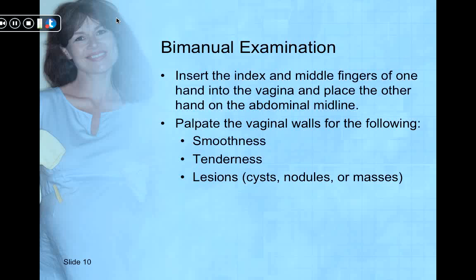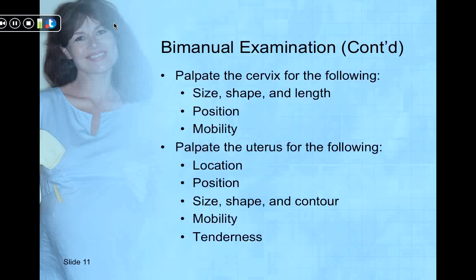On the bimanual examination, insert the index and middle fingers of one hand into the vagina, and you'll place the other hand on the abdominal pelvic midline. You palpate the vaginal walls for their smoothness, tenderness, and for any lesions that you may not have been able to see, but now you have another part of your sensory system being utilized, and often you can feel things that you cannot see. Palpate the cervix for size, shape, length, position, mobility. Did they have any tenderness whenever you moved it? Palpate the uterus for its location and position, its size and shape.